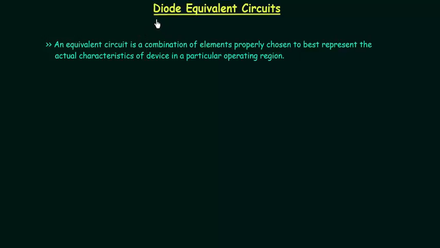In this lecture, I will explain diode equivalent circuits, but first we will try to understand what an equivalent circuit is. An equivalent circuit is a combination of elements like resistor, capacitor, inductor, etc., properly chosen to best represent the actual characteristics of a device in a particular operating region. So in an equivalent circuit, we choose elements like resistor, capacitor, inductor to best represent the actual characteristics of devices like diode, transistor, etc. in a particular operating region.